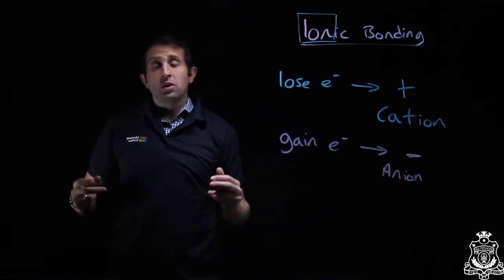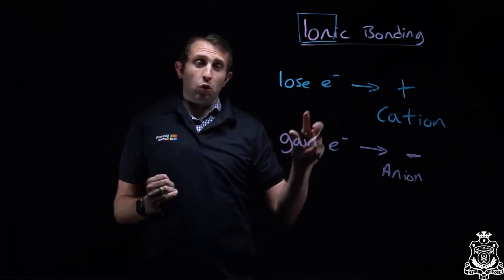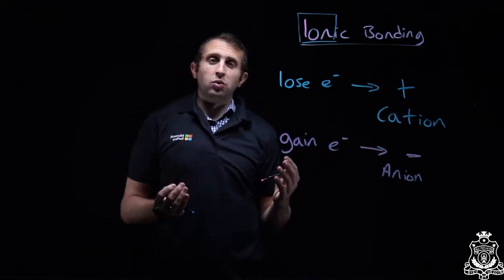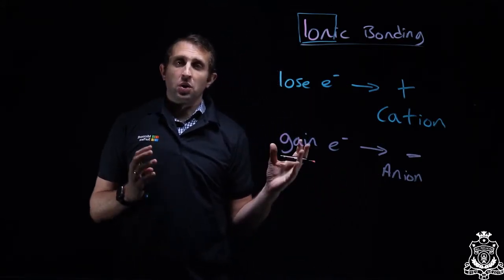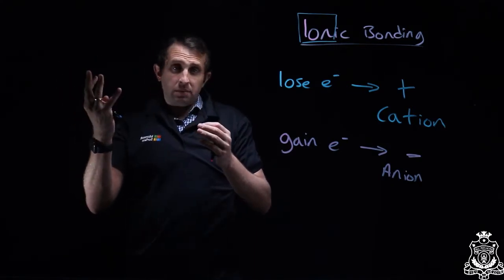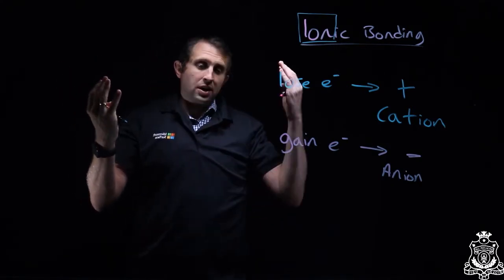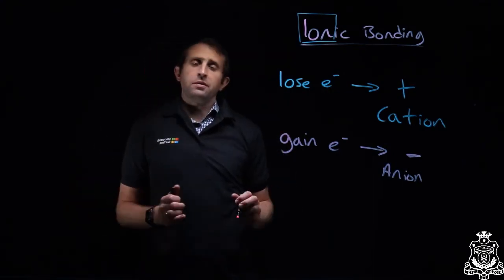If you remember also, in the periodic table, all the metals form cations, and all the non-metals form anions, negatively charged particles. So we have these positively charged cations and these anions forming these bonds. So let's go through a couple of examples.